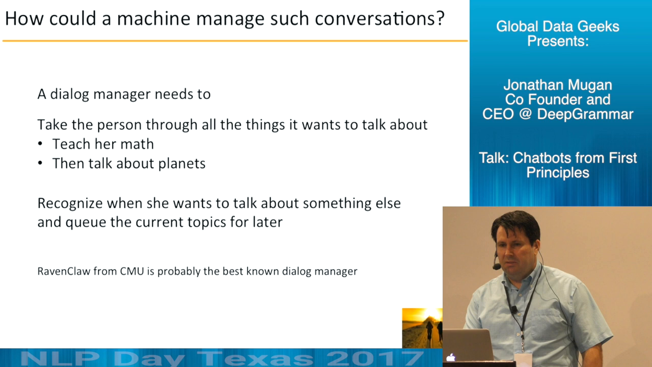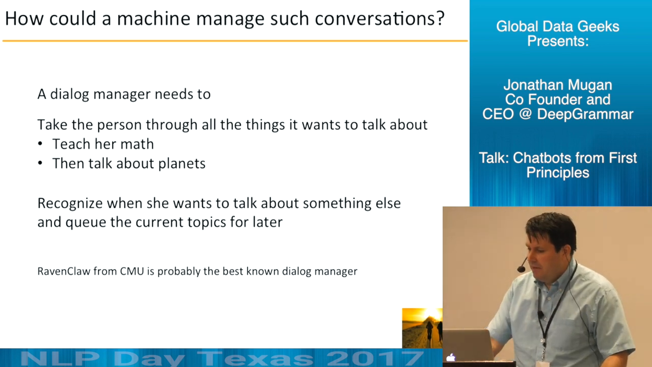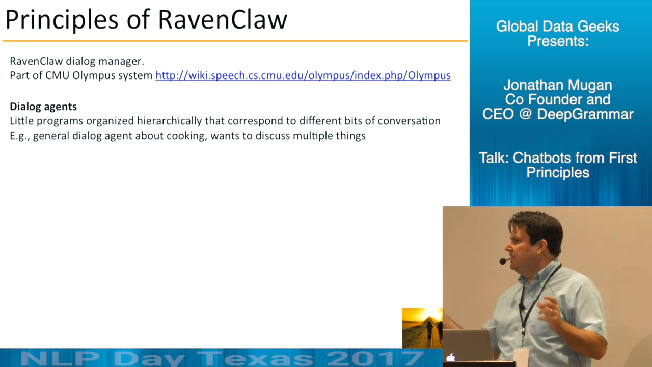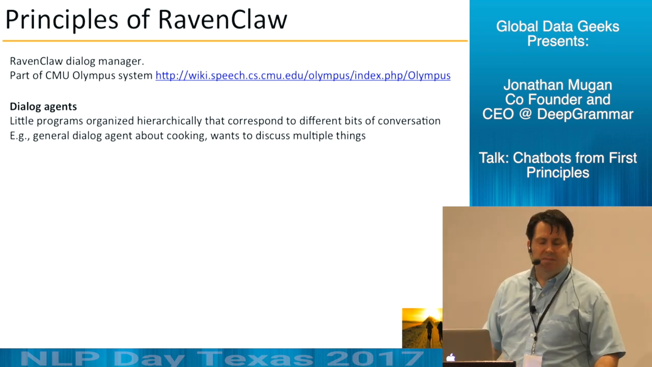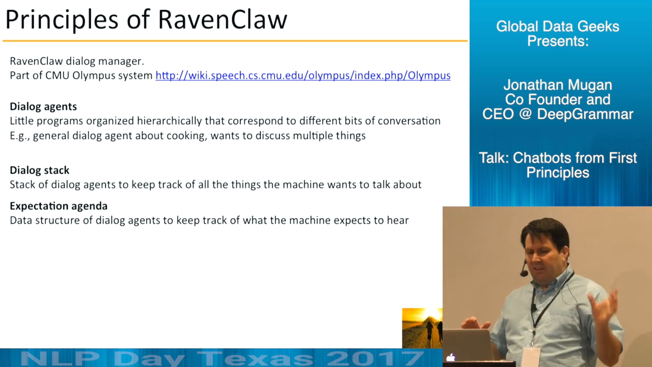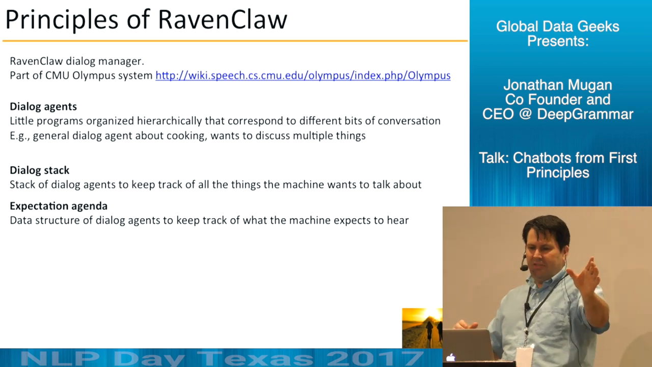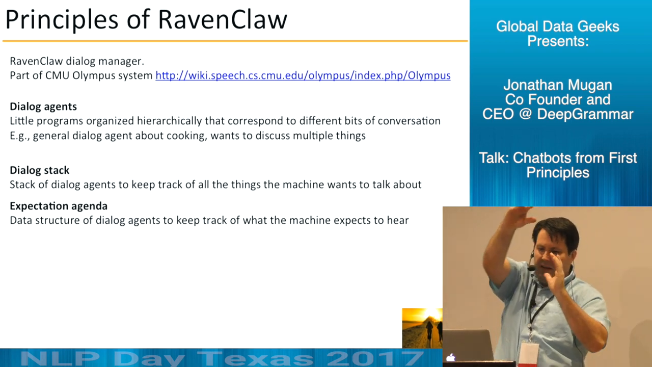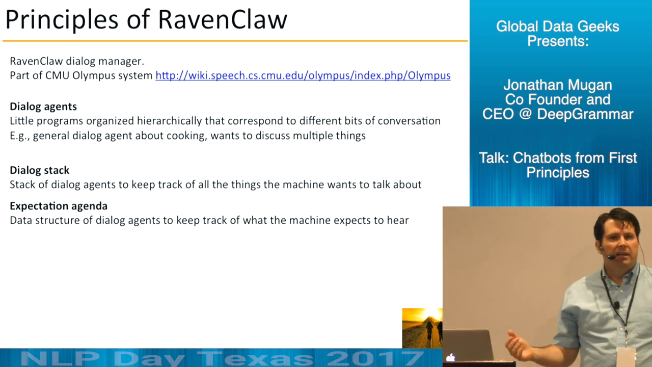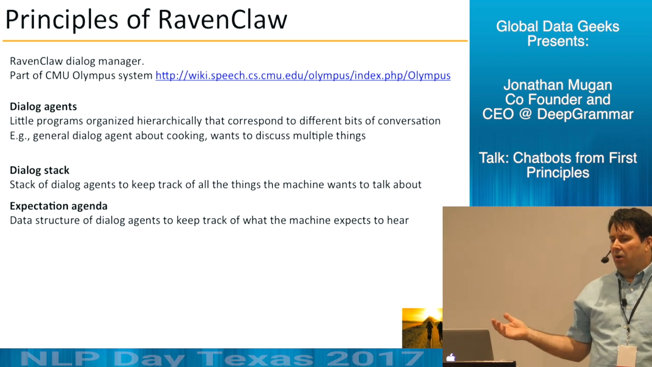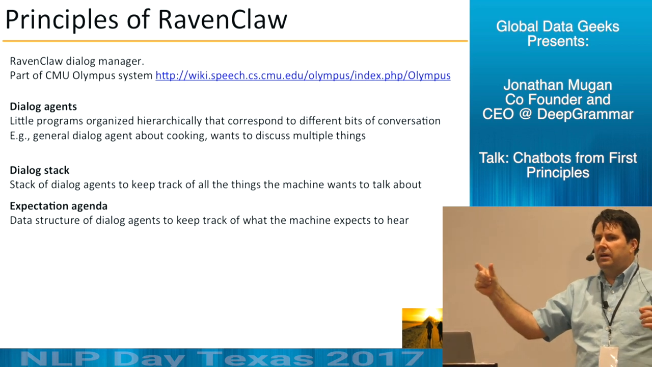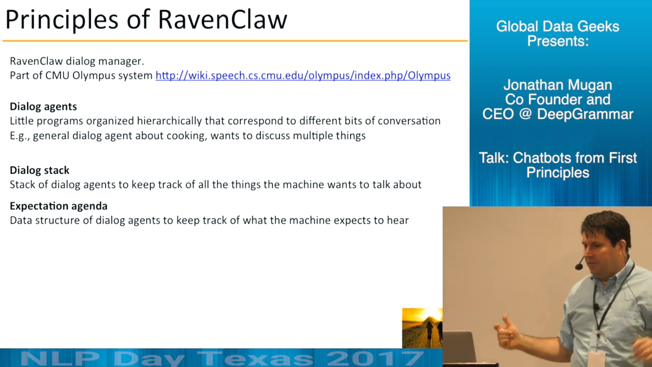It's kind of an old implementation, but the ideas are pretty basic, and you can implement them in Python. So you have these dialogue agents, which are little programs that correspond to pieces of dialogue. You have a dialogue stack, which holds all the agents, all the things it wants to talk about. I was talking about math, and I got interrupted, and now I'm talking about toys, and they stack up on a stack. You also have an expectation agenda, so when someone says yes, you have to know that you just asked them a question, and that yes needs to be mapped to the thing you just asked them, not something from 30 minutes ago, like in Rain Man.